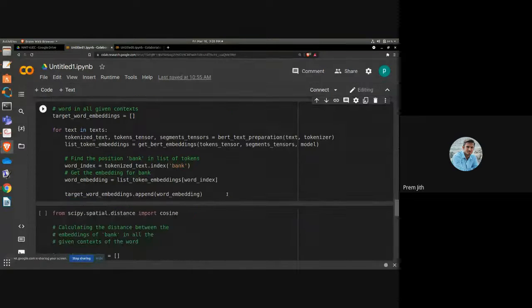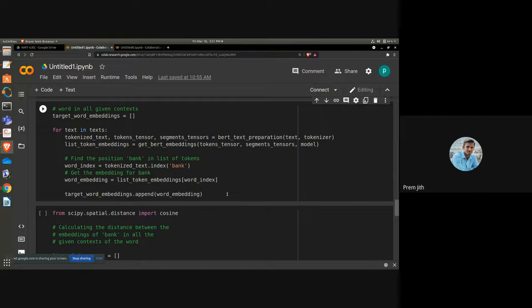So target word embedding, it is like for text, tokenized text, token tensor. First, we prepare the data. Then after preparing the data, we start calling other functions, like get BERT embeddings, to generate the embeddings. In the list token embeddings, we can find the embeddings of each word.